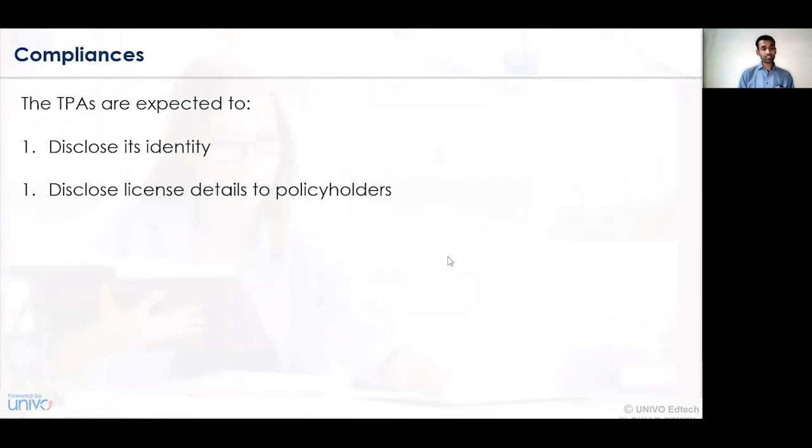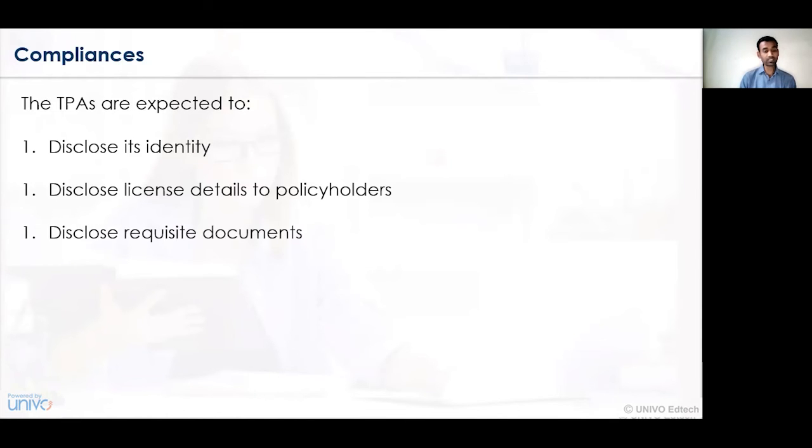Next concern we have is disclosing the license details to the policyholders. So whether the third-party administrator is a licensed person or not, those particular license details must also be disclosed to the policyholder, that is, the initially insured person.